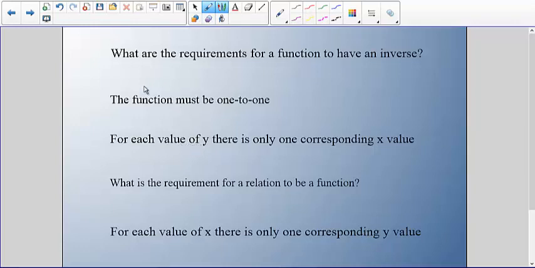Now, for each value of y having only one corresponding value of x is not the definition of a function. The definition of a function is the opposite: for each value of x, there is one corresponding y value. So we put this additional requirement: not only is there only one value of y for each value of x, but for each value of y there's only one value of x.